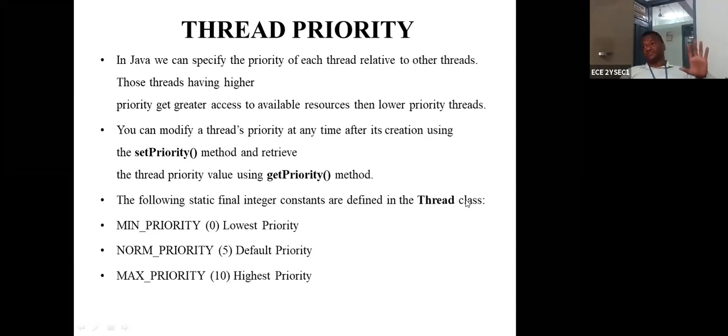The thread priority can be allocated using getPriority and setPriority. Set priority means you want to set the priority, and get priority tells you the present priority of the running thread, so you can find out. So get and set priority. Normally there are 0 to 10 priority levels. The default is 5, the lowest is 0, and the highest is 10.